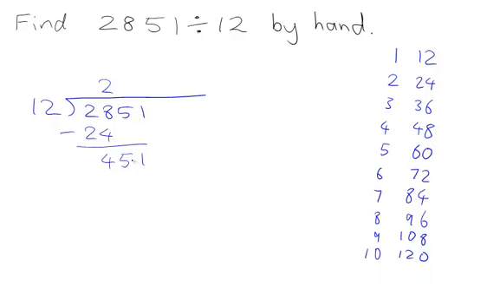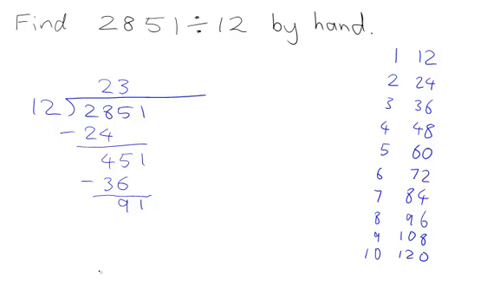So now we'll do it again. How many 12s go into 45? 48 is too far, so 36 is the nearest multiple of 12, and that's 3 lots of 12. And I'll take off my 36 and see what I get. So 45 minus 30 would be 15, 15 minus 6 would be 9. So 9, and I'll bring down the 1, and that'll be 91.